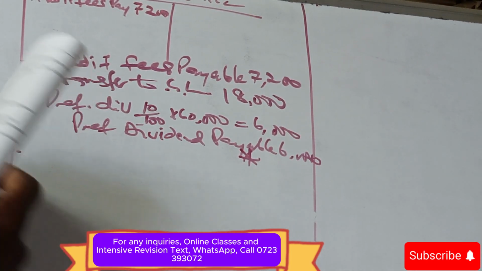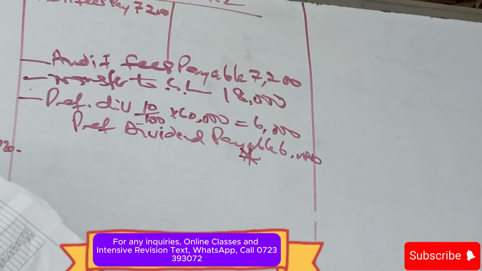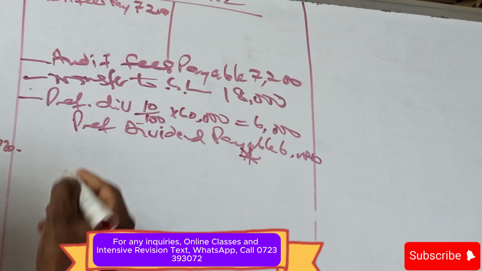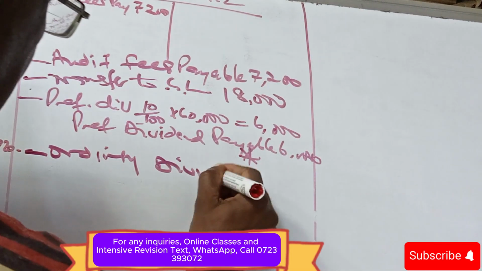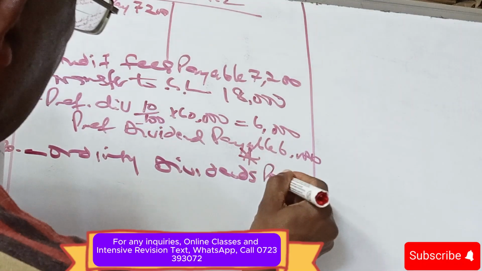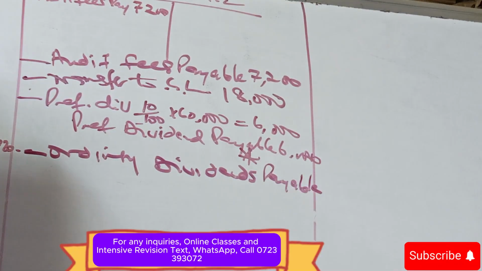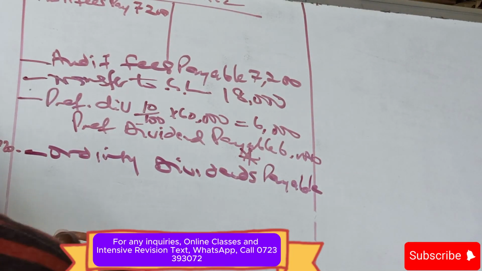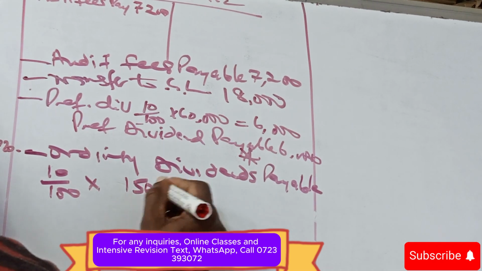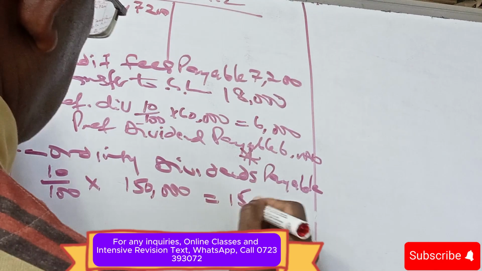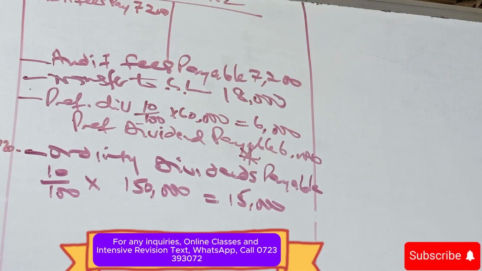Then we are told ordinary dividends will be 10%. Ordinary dividend expense, dividends payable. I like saying payable so that you always remember it's a current liability. It is 10%, and the ordinary share capital is 150,000, and therefore it is 15,000. The ordinary dividend is 15,000, and those are the workings.